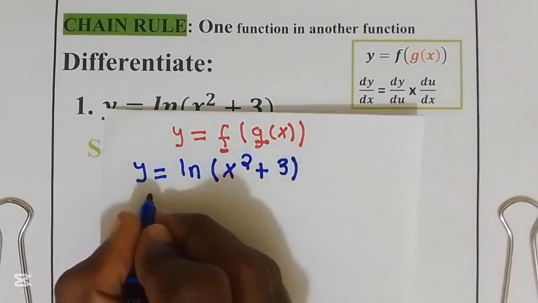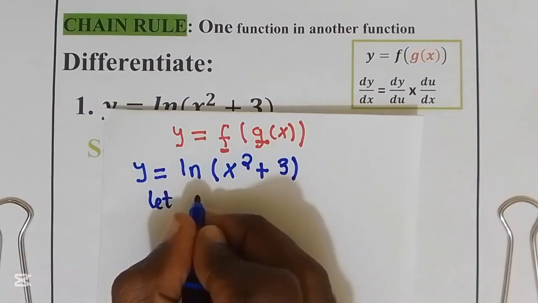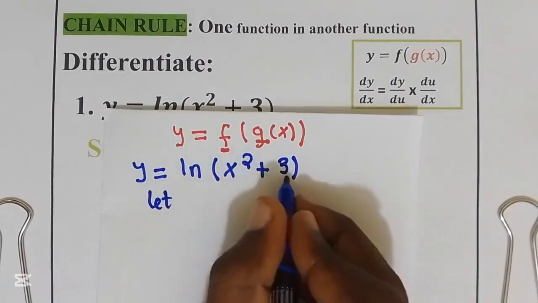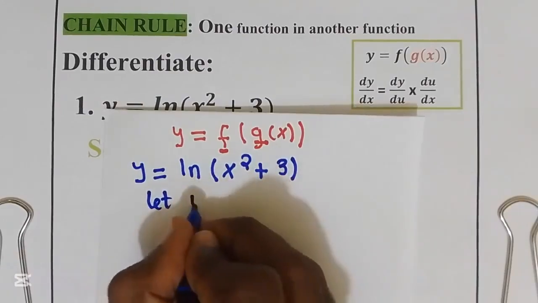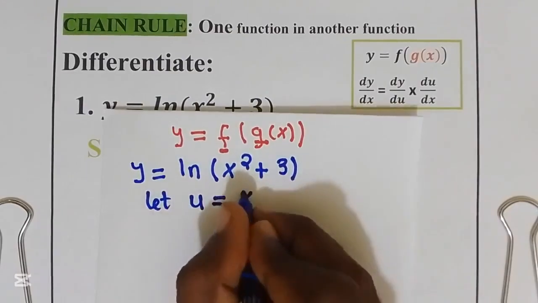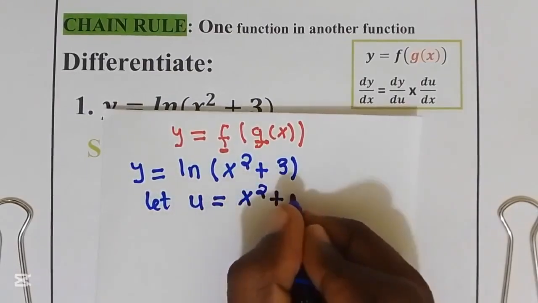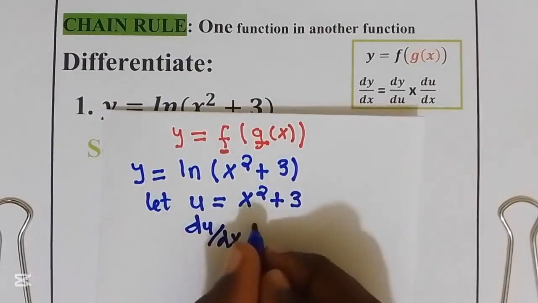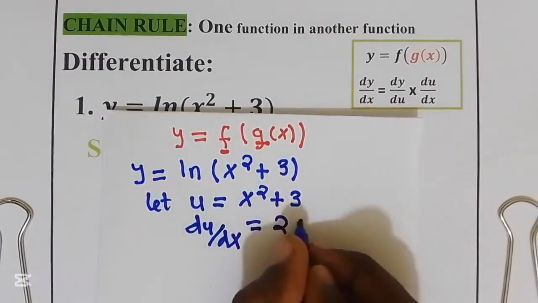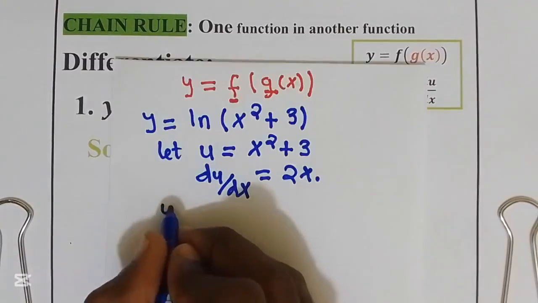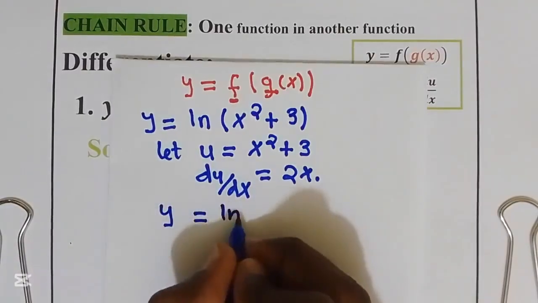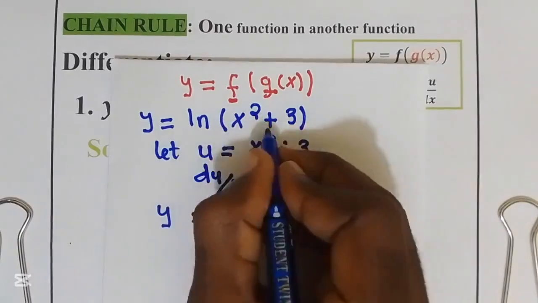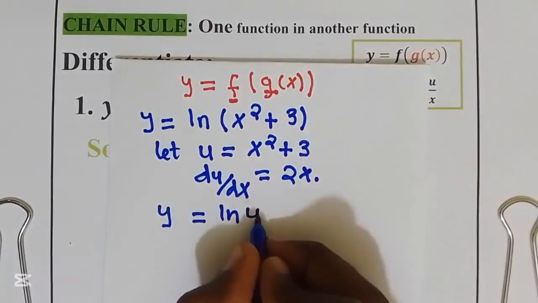I'm going to let the inner function x squared plus 3 as u. So u is equal to x squared plus 3, du/dx is equal to 2x. Now y is equal to natural logarithm of x squared plus 3, which we let as u.